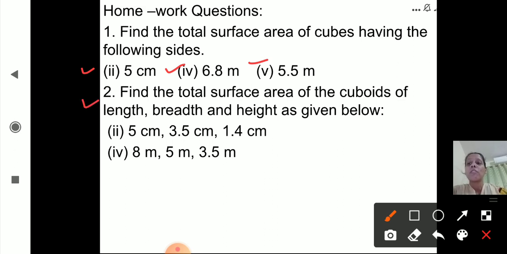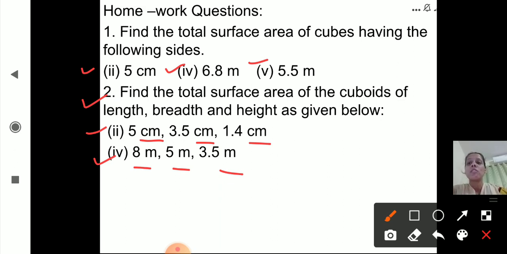Okay, and the second question is find the total surface area of the cuboids of length, breadth and height as given below. Second one and fourth one is for homework. First and third just now we have completed. Second one 5 centimeter, 3.5 centimeter, 1.4 centimeter. And fourth one 8 meter, 5 meter and 3.5 meter. As you can see here, all the quantities given, that is length, breadth and height, are having same unit. So no need to do conversion. Directly write down length, breadth and height. Use the formula total surface area of cuboid and then put the values, you will get the answer.